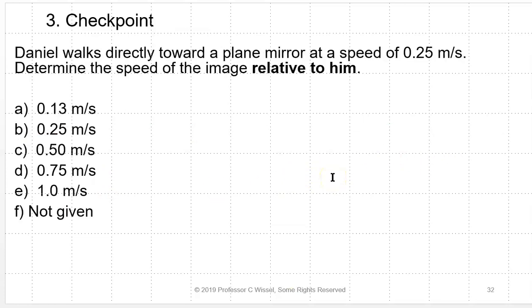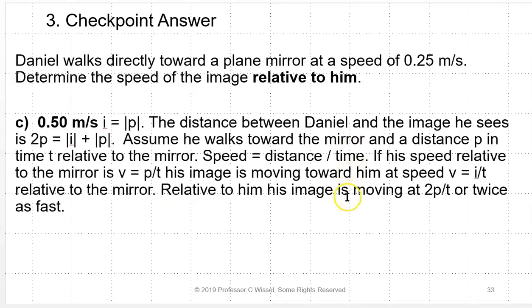Daniel walks directly toward a plane mirror at a speed of 0.25 meters per second. Determine the speed of the image relative to him. This is the same question we had before. If he's walking at 0.25 meters per second, his image is approaching him at twice that speed, or 0.50 meters per second. The distance between Daniel and the image he sees is 2p, and that's I plus p. Assume he walks toward the mirror a distance p in time t relative to the mirror. Speed is distance divided by time. If the speed relative to the mirror is v equals p over t, his image is moving toward him at a speed of v_I equals p over t. Both of these are relative to the surface of the mirror, but relative to him, his image is moving at 2p over t, or twice as fast.